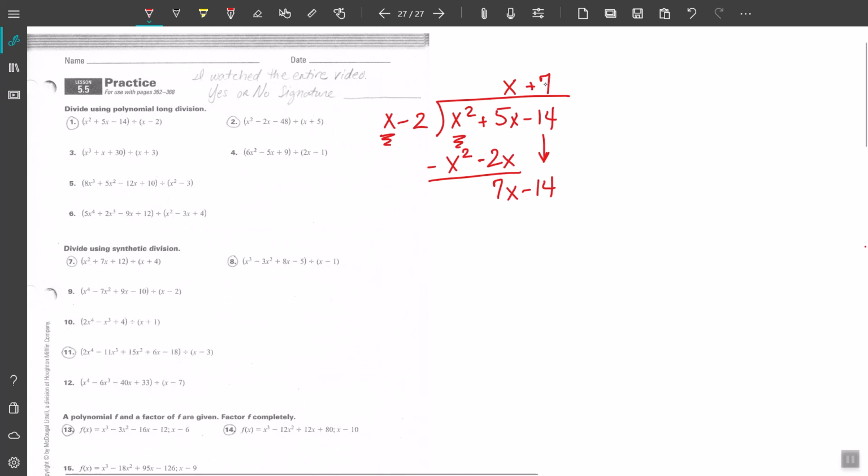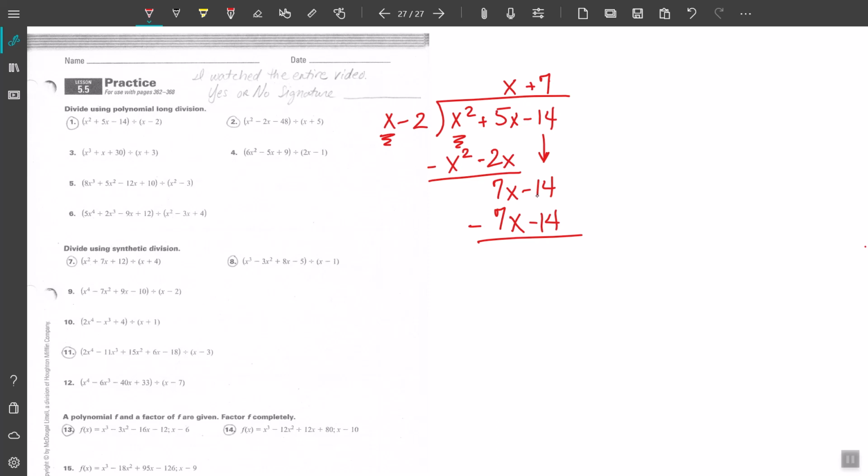And then I'm going to multiply that 7 by the x to get positive 7x here. And then 7 times negative 2 will give us negative 14. All right, again, I'm subtracting these. So because I'm subtracting these, I didn't really show you up here, but I'm subtracting 7x minus 7x. That gives me 0x here.